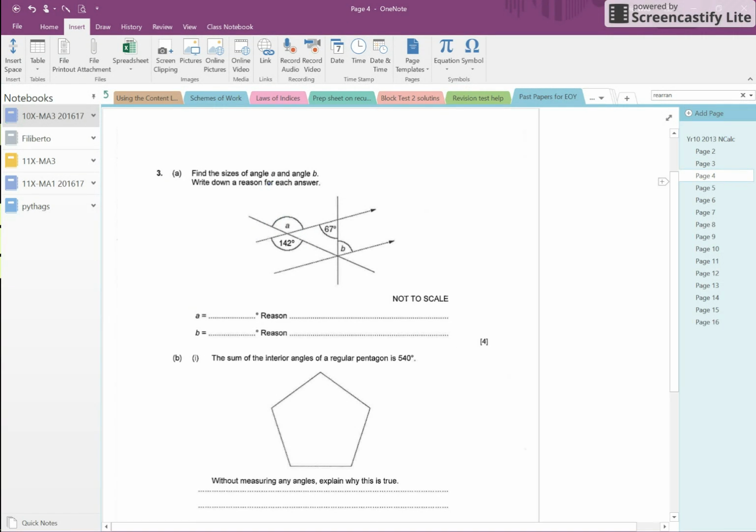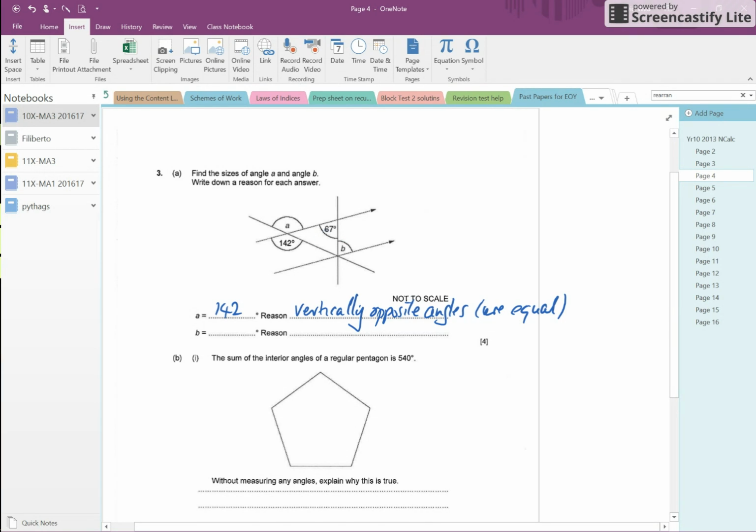Okay, question 3. Find the sizes of the angles A and B. Write down a reason for each answer. So here's A. Well, A, this is a vertically opposite angle. So A is 142, and the reason is vertically opposite angles are equal. You get away with not putting "are equal", I think.